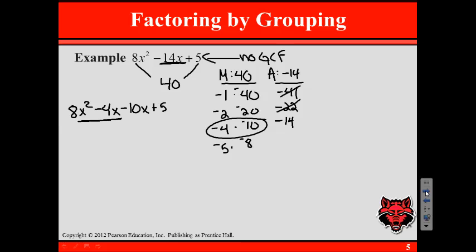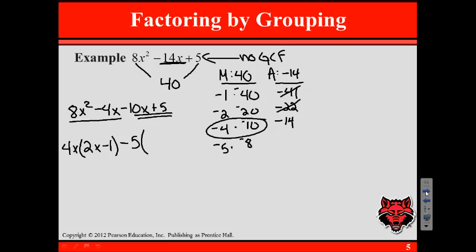Now we're going to factor by grouping. I group the first 2 terms, and I group the last 2 terms. In the first group, 8x squared and 4x have a 4x in common. When we factor out the 4x, we divide each original term by 4x, and that gives us 2x minus 1. In the second group, 10x and 5 share a common factor of 5, but because the leading term is negative, I'm going to factor out a negative 5.